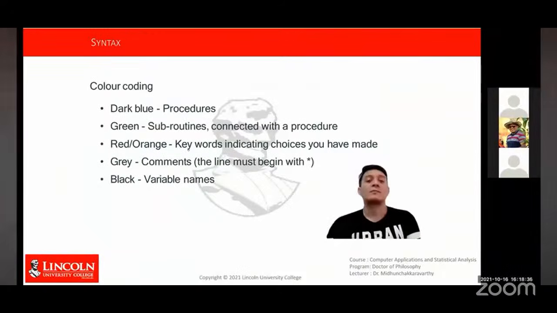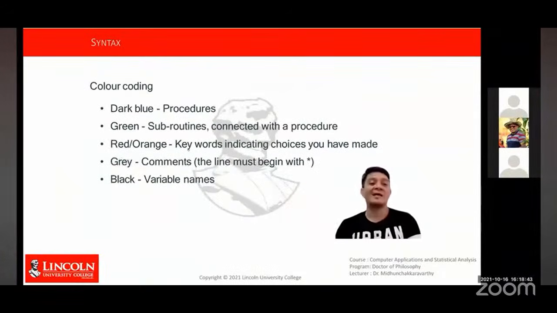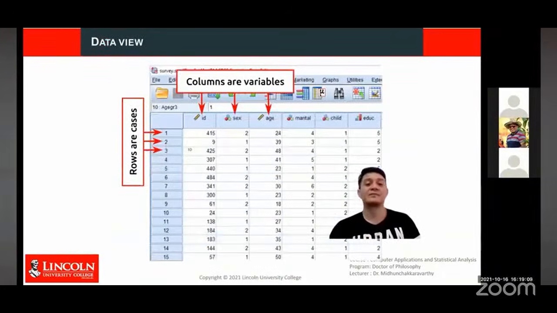The color coding, such as dark blue, green, red, orange, gray, and black, are just codes. The dark blue are the procedures, the green are subroutines connected with the procedure, the red and orange are keywords indicating choices you have made, the gray are comments, lines that must begin with an asterisk, and the black are the variable names. So those are the color codes of SPSS.